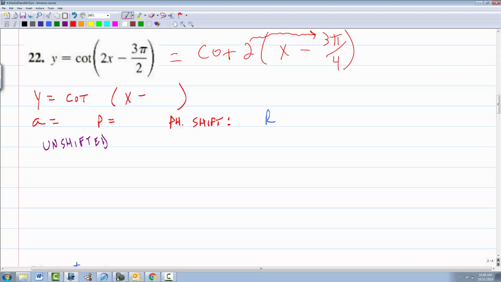Now, here's what's stupid about this one. First of all, what's the amplitude? A is 1, though. What's the period? It's just pi over 2. Just remember cotan and tan's period is pi over the coefficient. Now, what's the phase shift, which is now staring you in the face? 3. Come on, just say the number. 3 pi over 4 to the right.